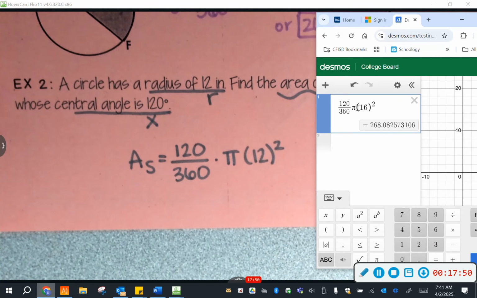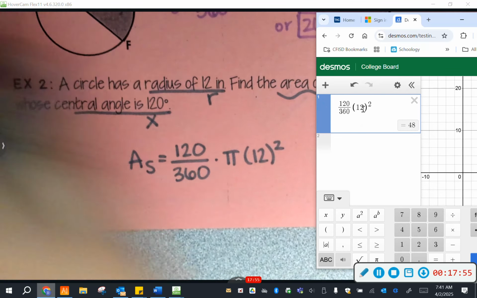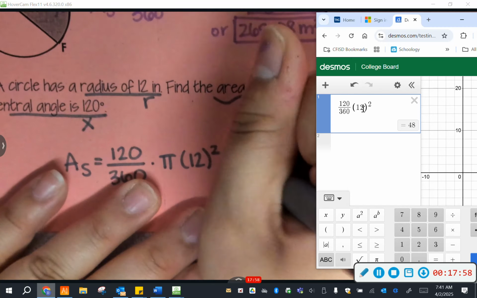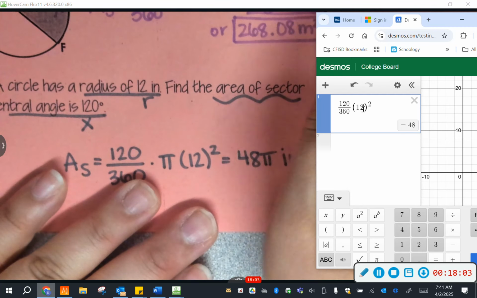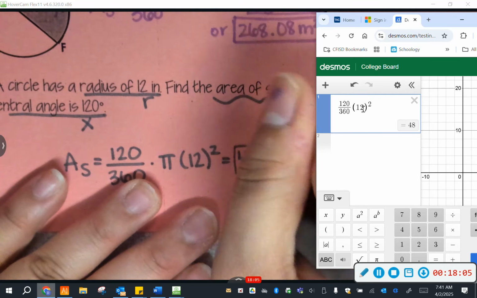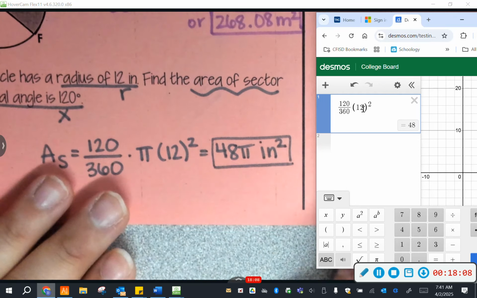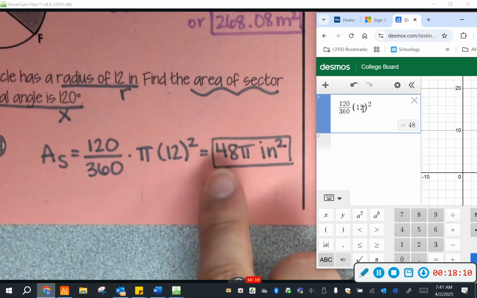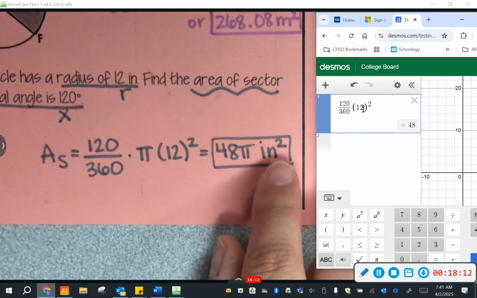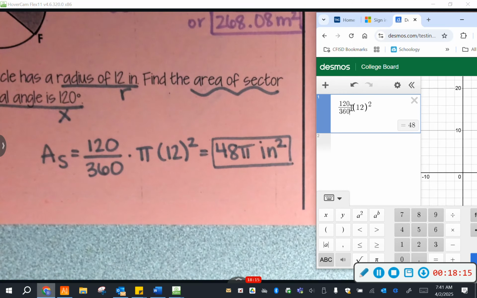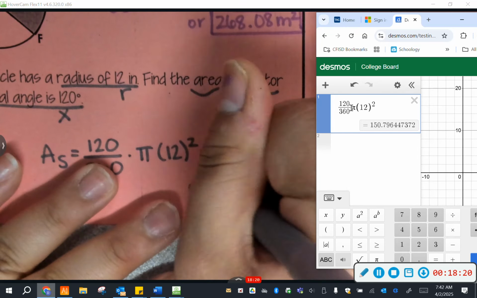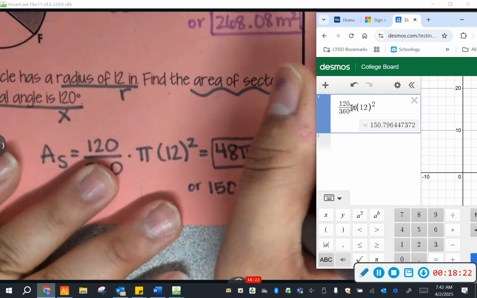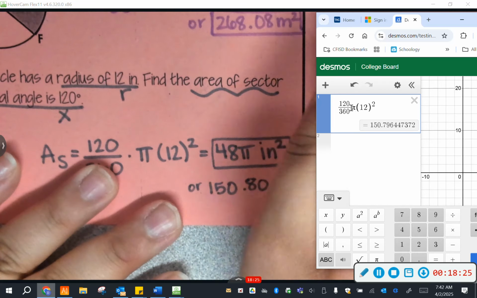So 120 over 360, I'm not going to put the pi. 12 squared is 144, so the answer is 48. So what's my answer? My answer is not 48. 48 pi. And my units here are inches squared. You always put the squared just on the units, not on your number. The squared is just your units. If you were to put pi, which again, I would also accept as your answer, 150.80 if you put pi.